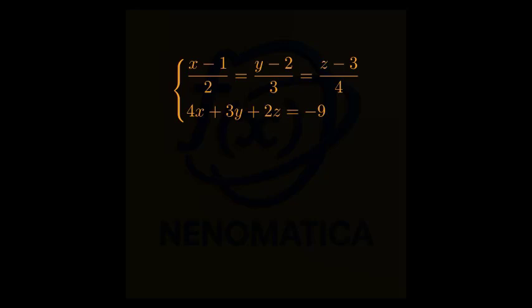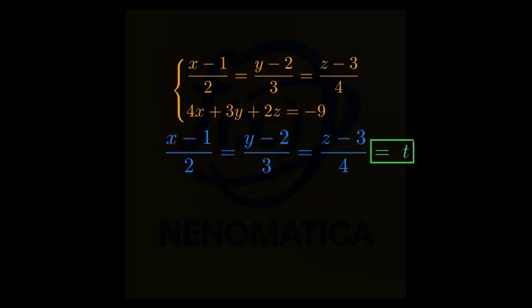When several fractions are all equal, a powerful trick is to introduce a single parameter t. We'll first isolate the chain of equal ratios, then set them all equal to t. This immediately gives us x, y, and z in terms of t. Now solve each fraction for its variable.